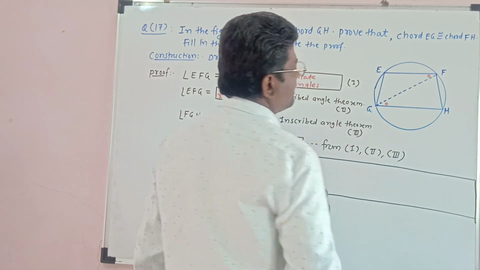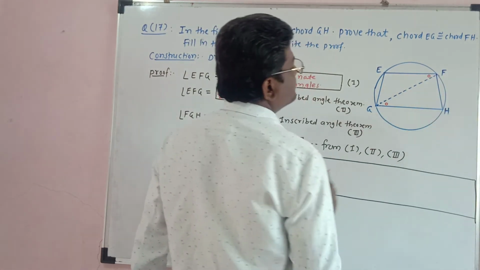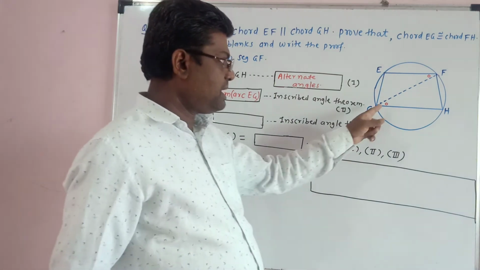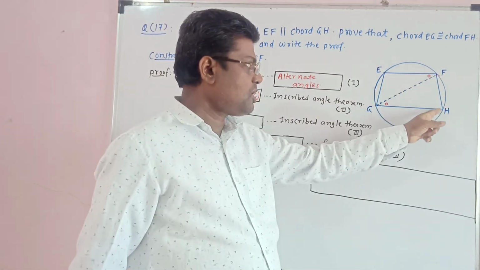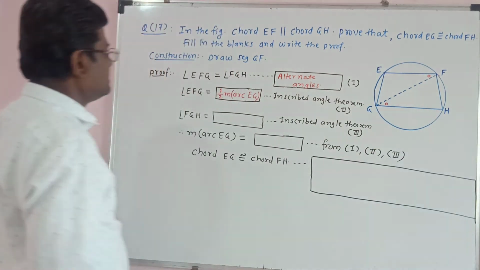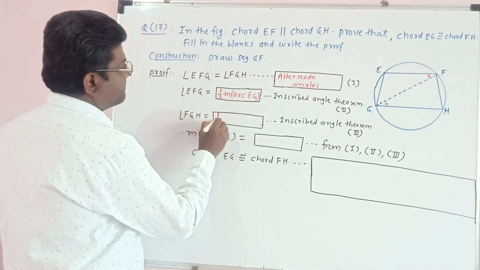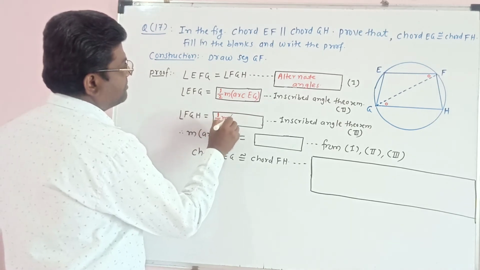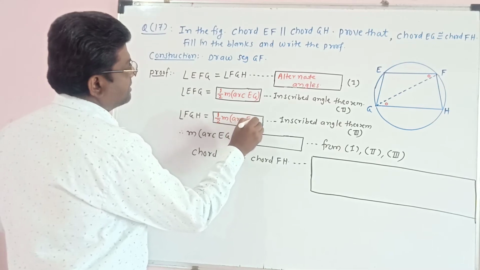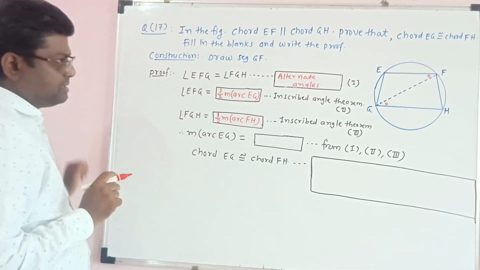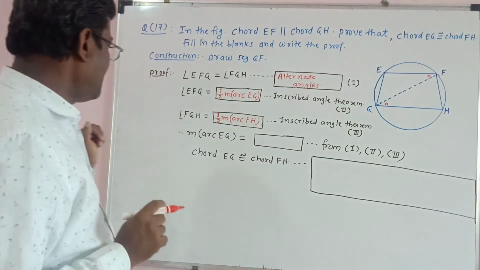This angle intercepts arc FH. Therefore, the measure of this angle is half of the measure of arc FH. Therefore, we write here half into measure of arc FH. This is according to the inscribed angle theorem.